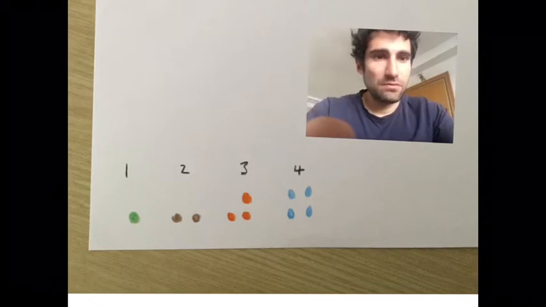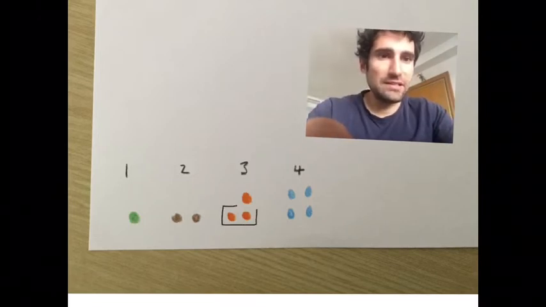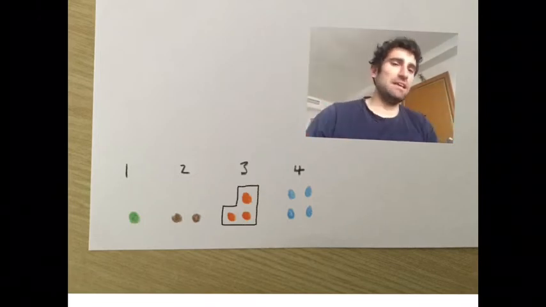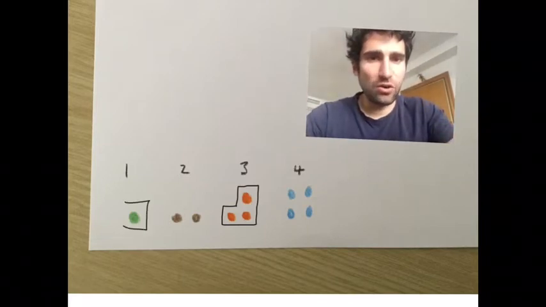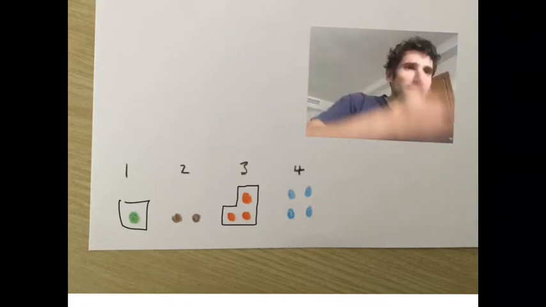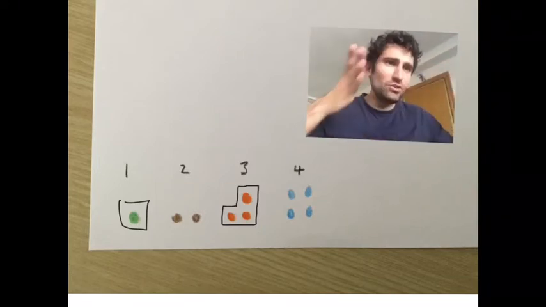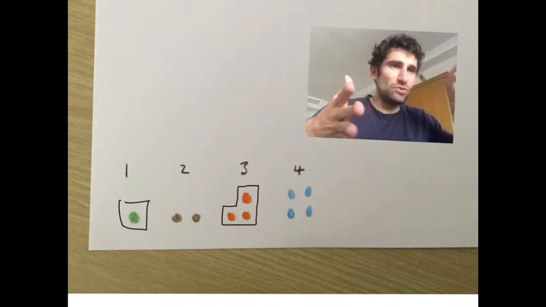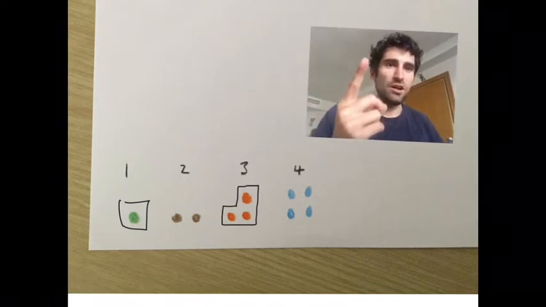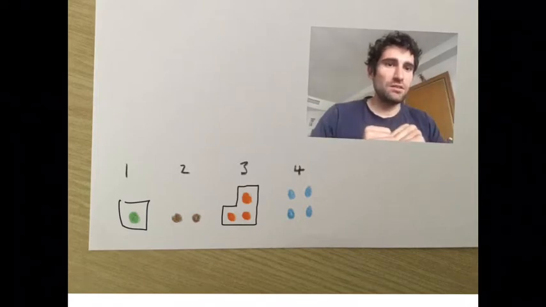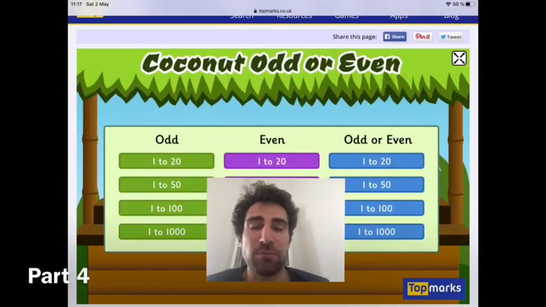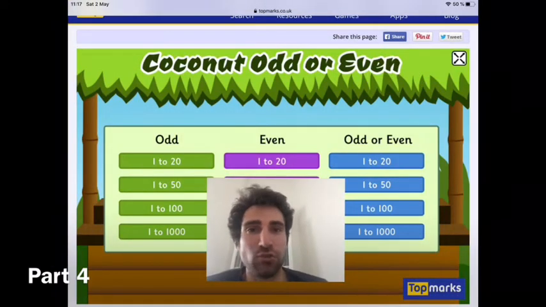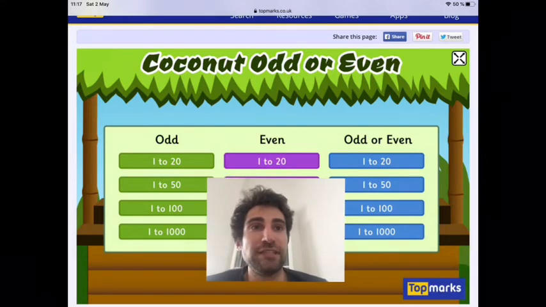So 3 is an odd one, and I want you to make me an L as well. And also, to begin with, 1 is an odd one as well. So can you find me all the numbers in your number line and make the L's for all of the odd numbers, please. So 1, 3, 5 is another one. Off you go.